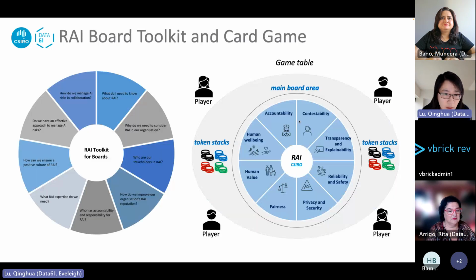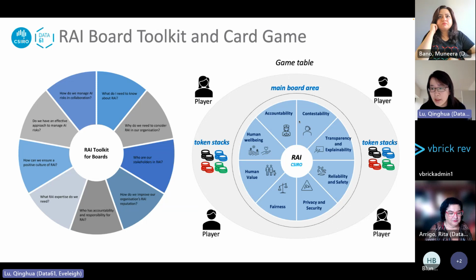And we are developing some toolkits for senior management. One toolkit is called Responsible AI Bot Toolkit. So it includes a set of questions and patterns as sample answers for those questions. So by using this toolkit, the board members can understand their organization's responsible AI maturity level.